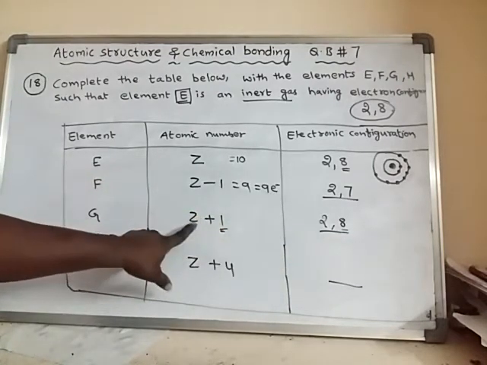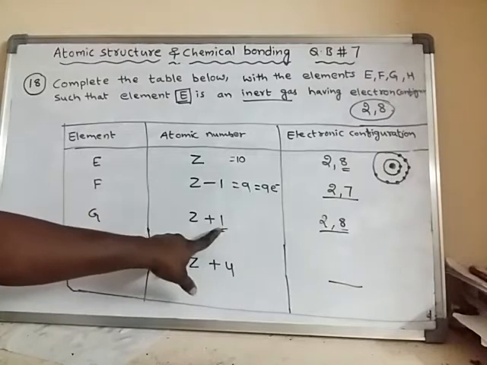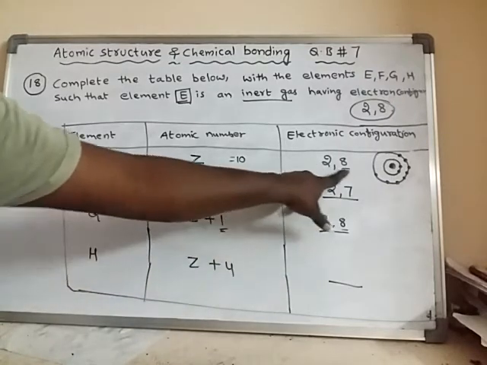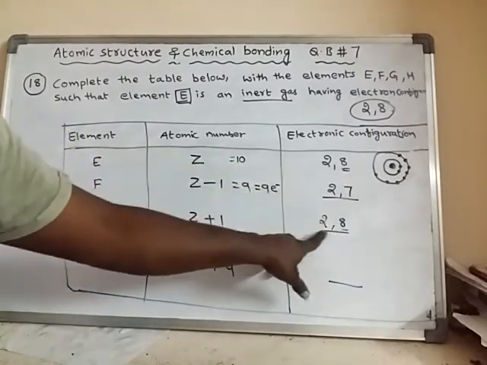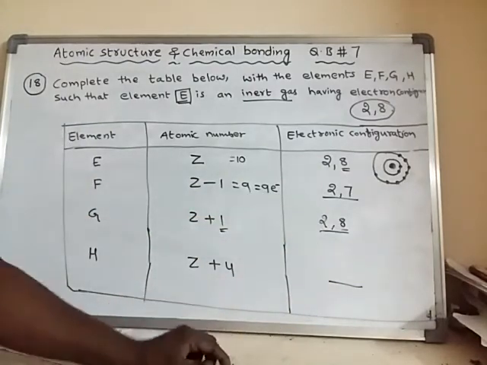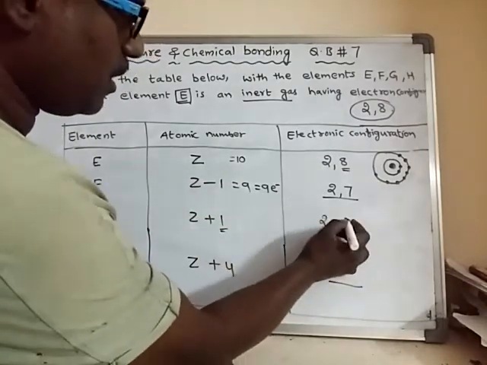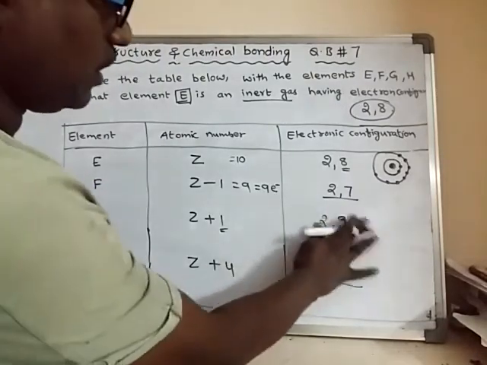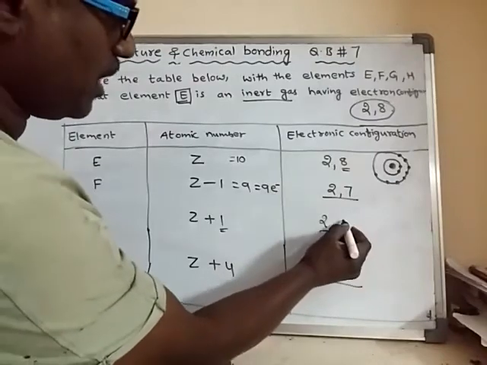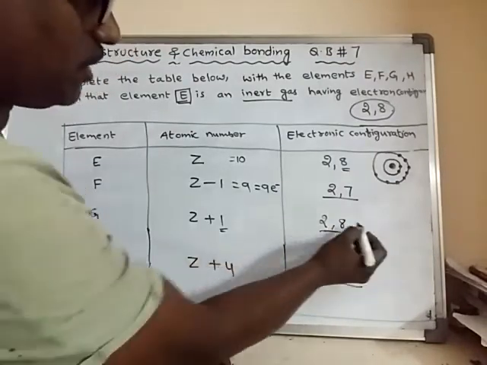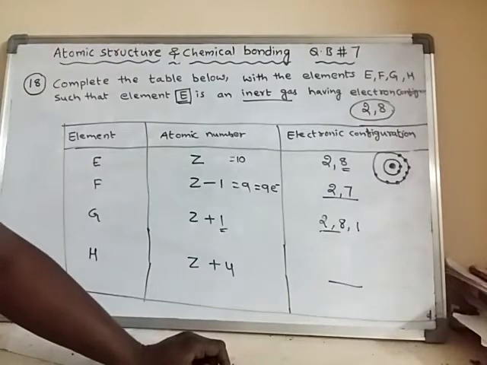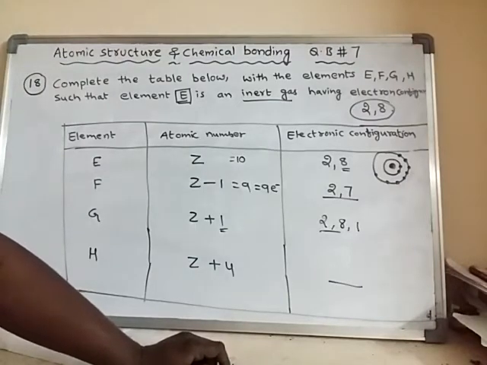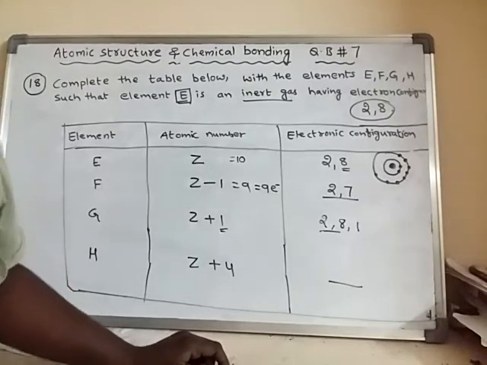So here Z plus 1 means that 1 electron we have to add to Z. So if Z configuration is 2 plus 8, here we cannot add the electron into this one, and if you write 9 electrons here, then it will be wrong. So then how should we add? We have to add the electron into the next orbit. A next orbit is open, and into that next orbit we have to add the next electron. Always remember that the outermost orbit's maximum capacity will be 8.